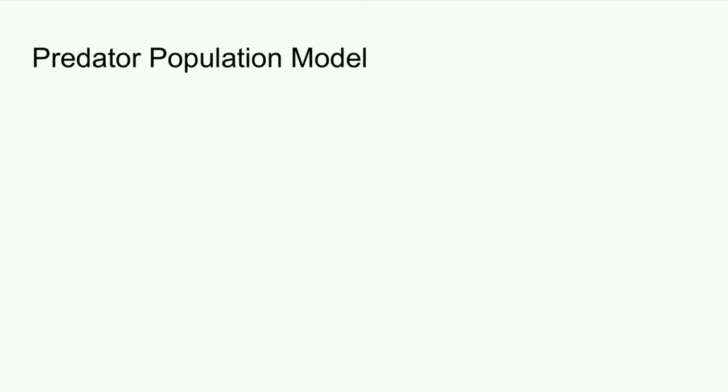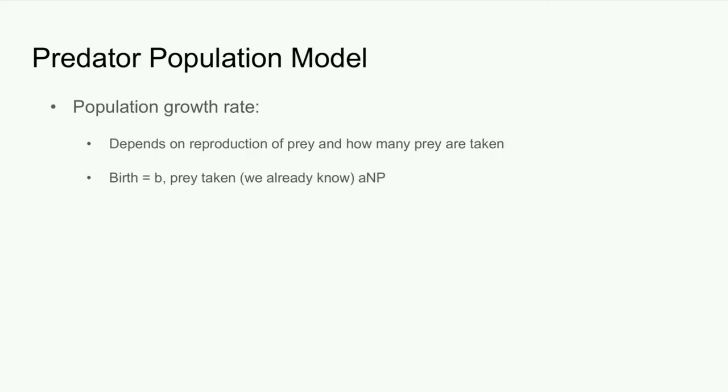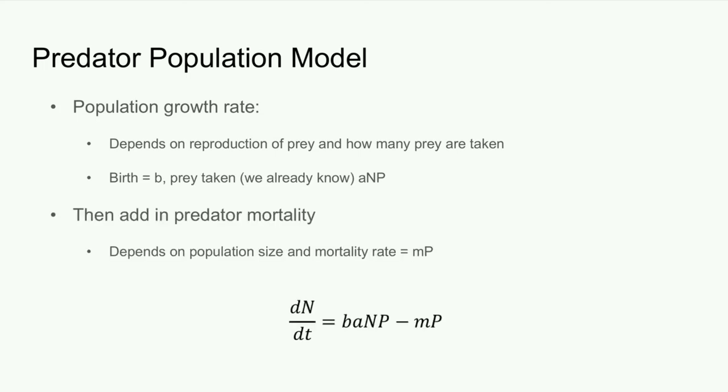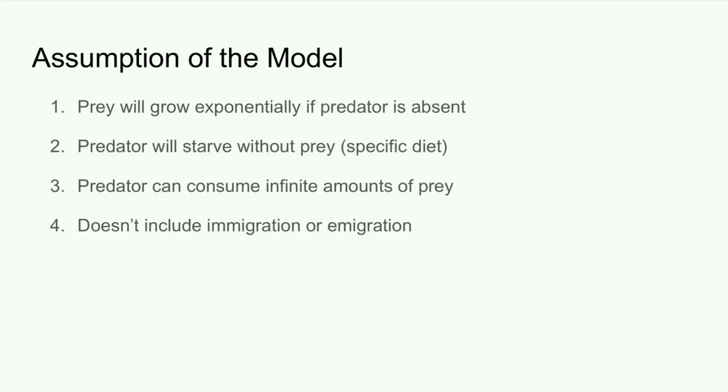The population growth rate of predators depends on rates of conversion and assimilation of prey into reproduction. It's also necessary to include predator mortality, which depends on the population size and the mortality rate. The overall predator population growth is equal to the birth rate minus the mortality rate. Assumptions of these models follow the assumptions for any Lotka-Volterra model. Number 1, the prey will grow exponentially if the predator is absent. Number 2, the predator will starve without the prey. Number 3, the predator can consume an infinite amount of prey. And number 4, this doesn't include immigration or emigration.